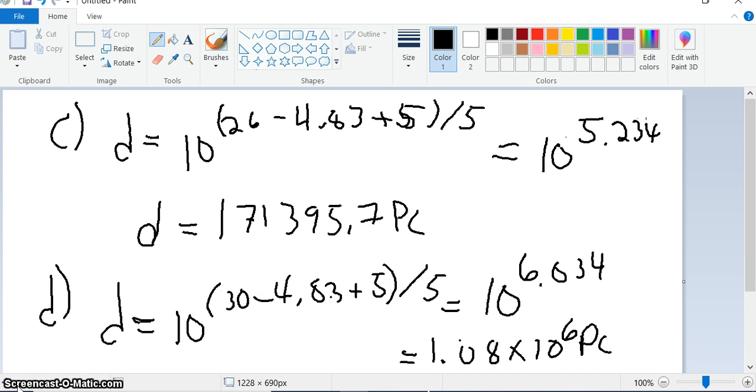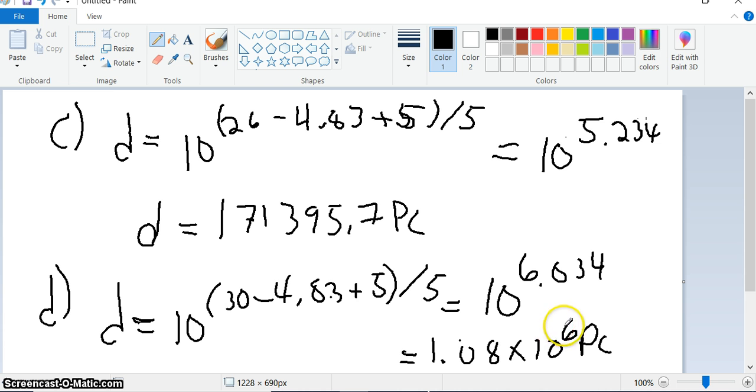So part D is using the Hubble Space Telescope, which of course is this incredible instrument that we've used for a long, long time now. With the Hubble Space Telescope, you can see things that have an apparent magnitude of 30, which is unbelievable. So it's 30 minus the absolute magnitude of the sun plus 5, divided by 5, and so that would be 10 to the 6.034. So when you do that, you get over 1 million parsecs.